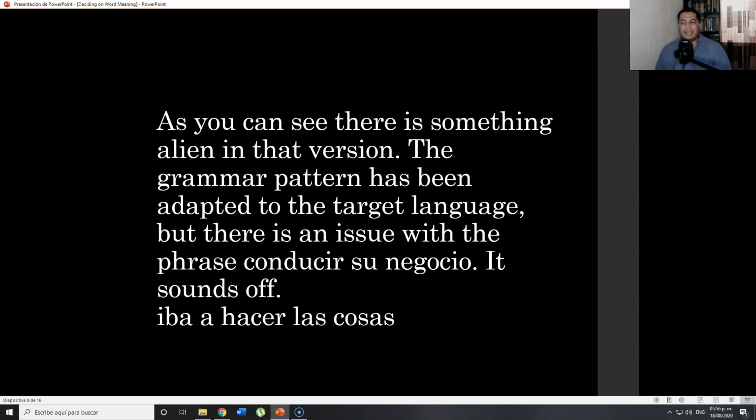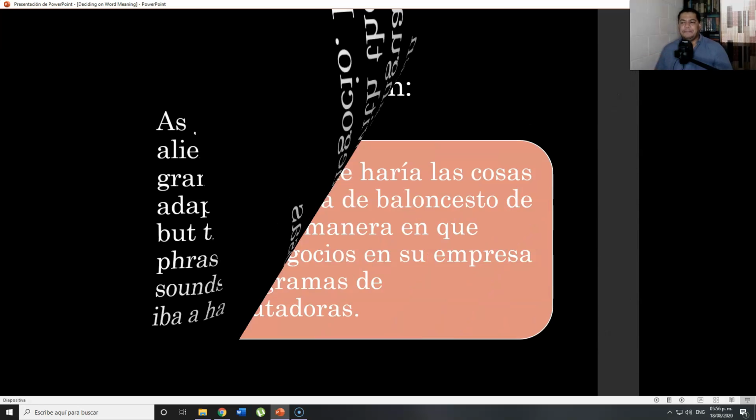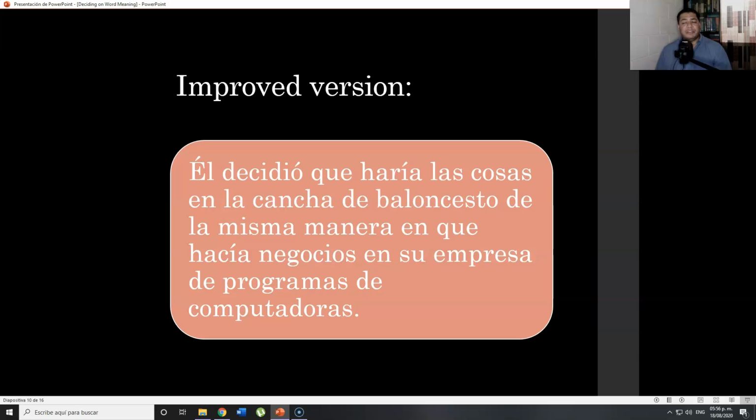There's something off, right? There's something alien in that version. The grammar pattern has been adapted to the target language, but there is an issue with the phrase conducir su negocio. It sounds a little off. Here is an improved version. Él decidió que haría las cosas en la cancha de baloncesto de la misma manera que hacía negocios en su empresa de programas de computadoras. That's better. That's more natural for us in Spanish to read it that way.